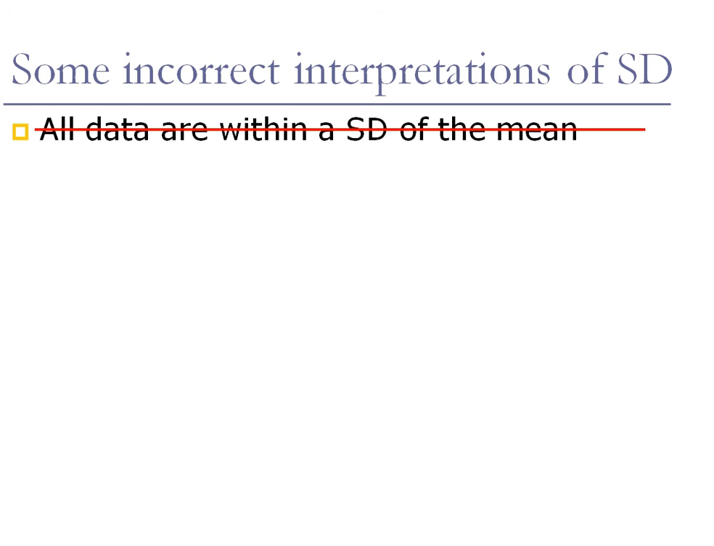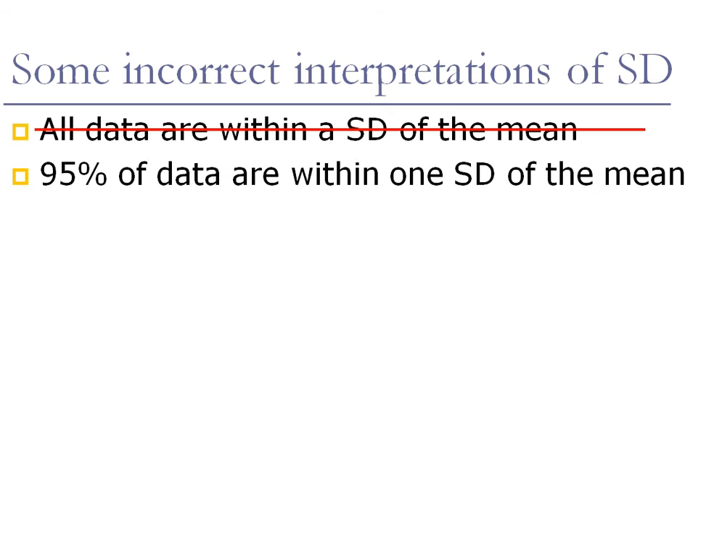Now, some people have heard something else that we'll explain in a minute, and they end up claiming that 95% of the data are within one standard deviation. They realize that standard deviation does not cover all the data, and they say that that is true. Well, that's not true either. So if you hear something like that, keep in mind, no, it is not true.